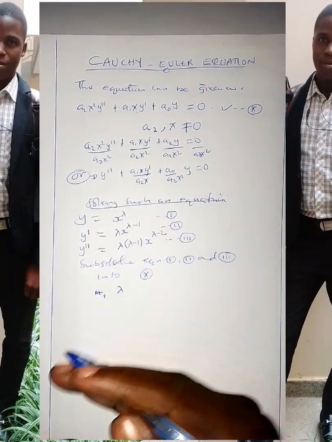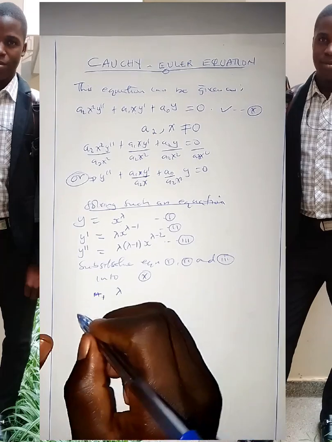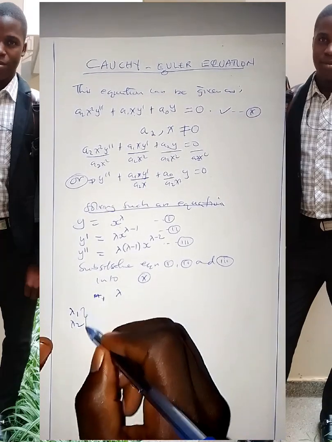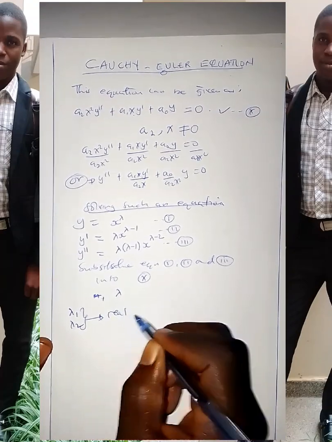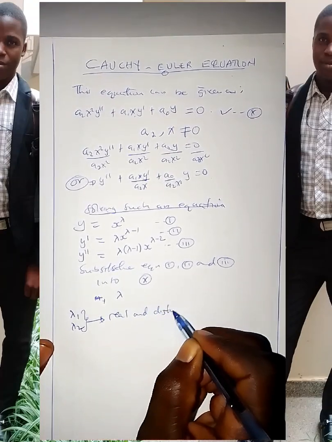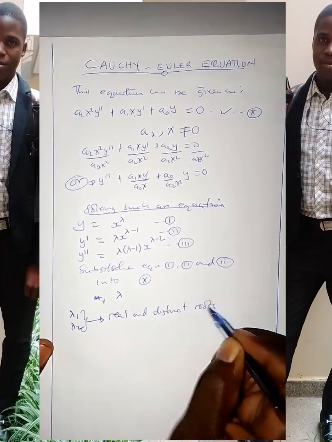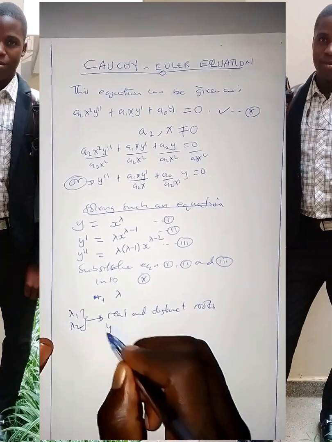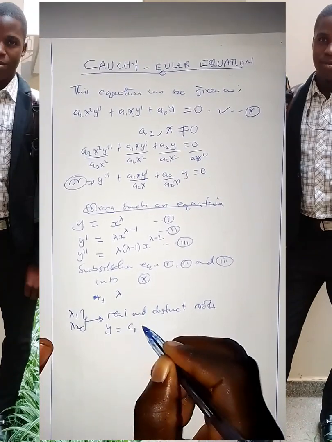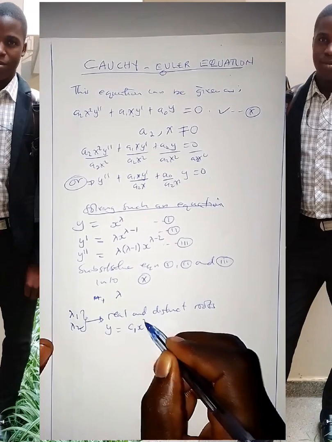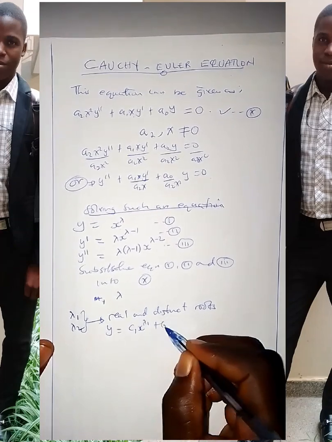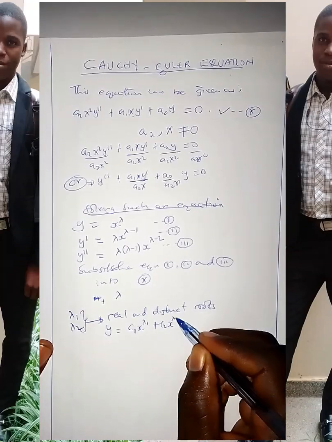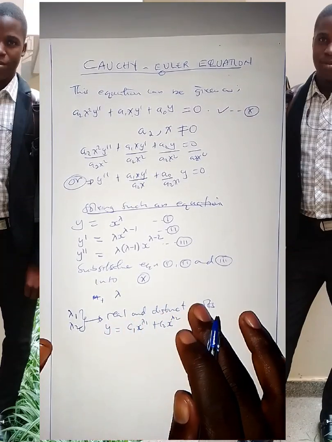So after getting lambda, what happens? There are cases whereby you get lambda 1 and lambda 2 when these ones are real and distinct roots. So what happens if they are real and distinct roots? We always let y be equal to c1 x to the power lambda 1, plus c2 x to the power lambda 2, if they are real and distinct roots.